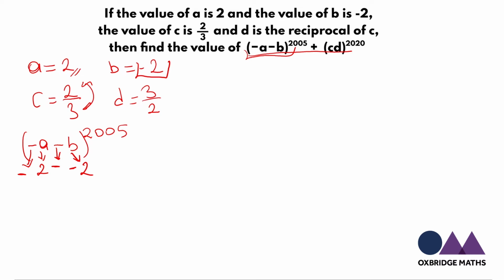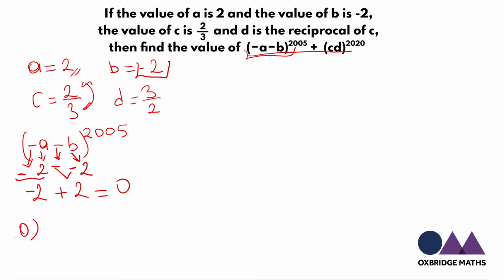I'll keep simplifying, negative negative 2. So remember guys, if two signs are next to each other, the operation between them is times. Therefore, negative times negative makes a positive, so positive 2. So negative 2 and positive 2 cancel out. The answer will be 0.